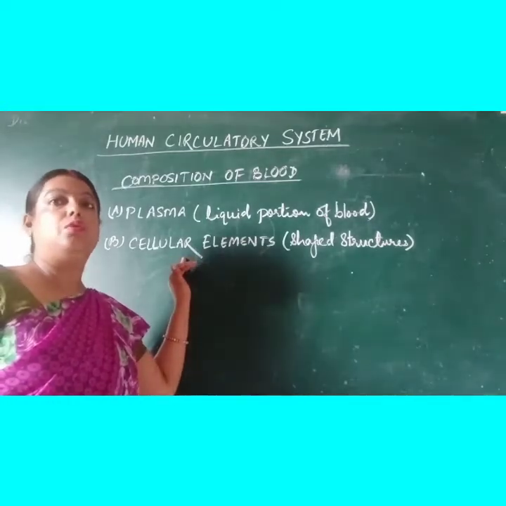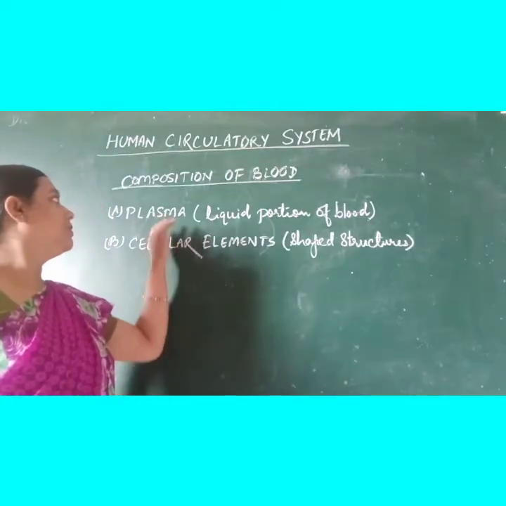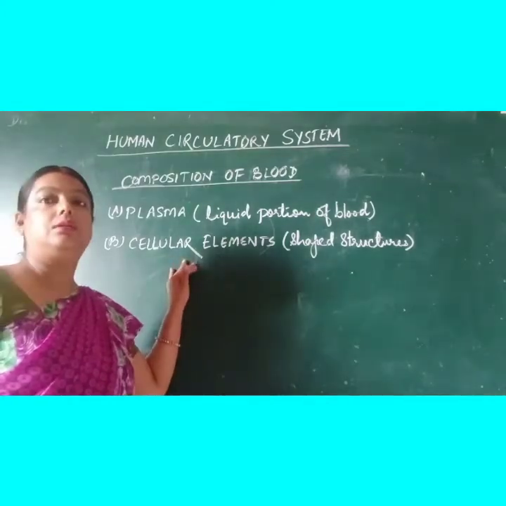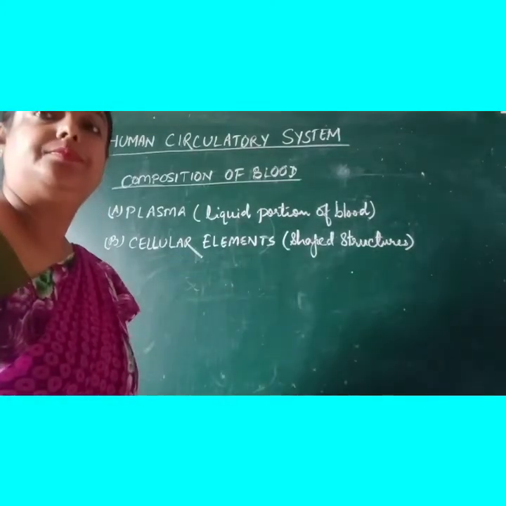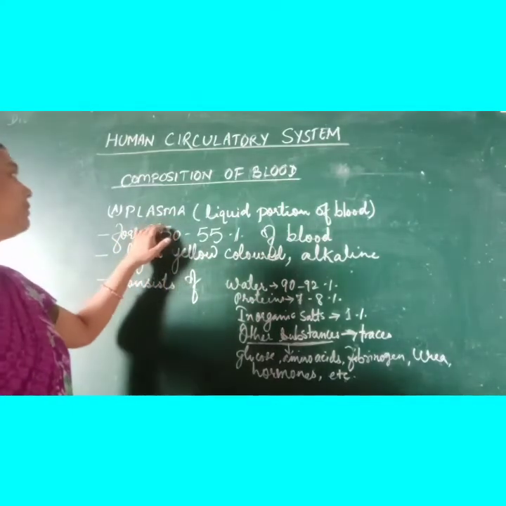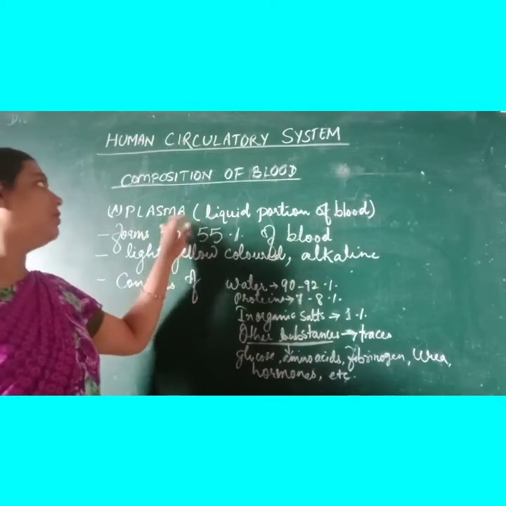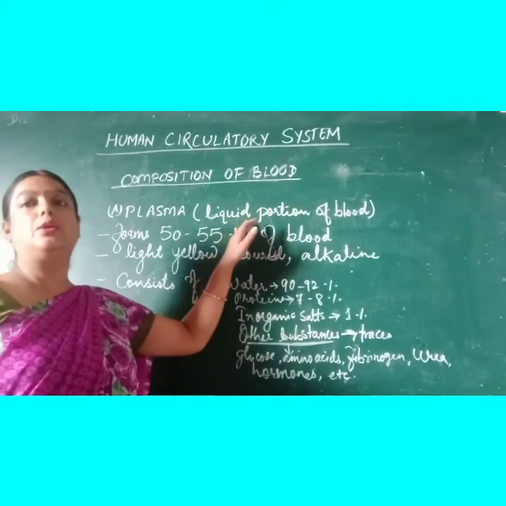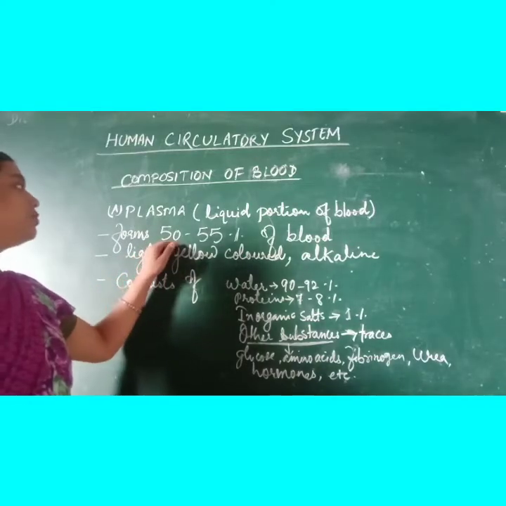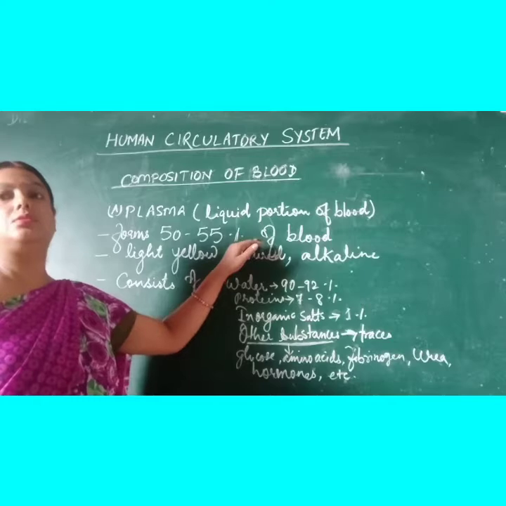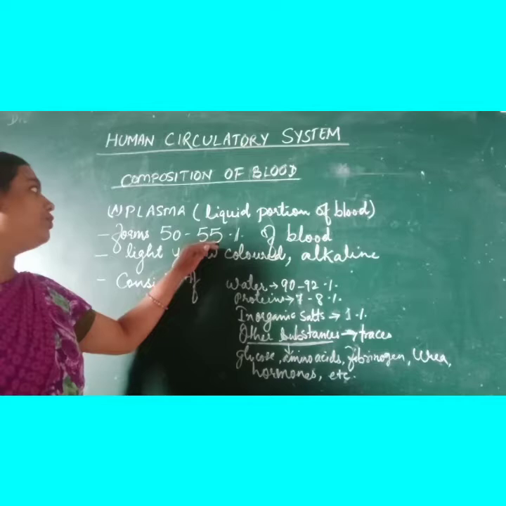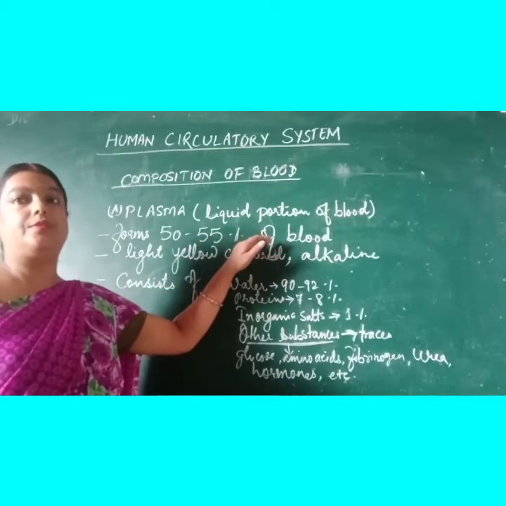So in this video we are going to discuss plasma and cellular elements. Let's see what plasma consists of. As we have discussed right now, plasma forms the liquid portion of the blood, and it is almost 50 to 55% of the blood. It means plasma forms 50 to 55% of the blood.